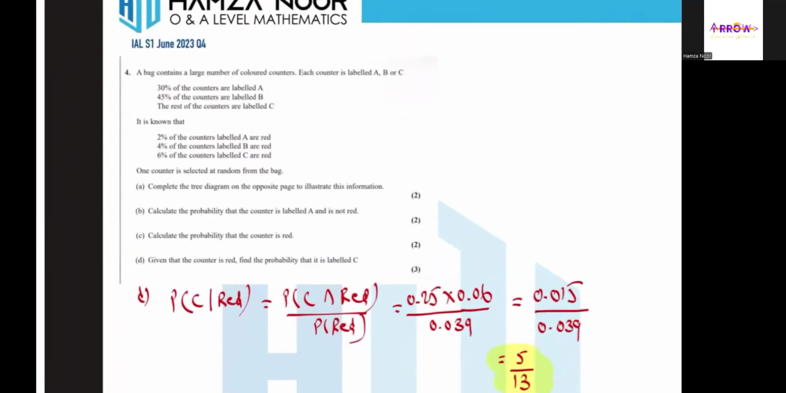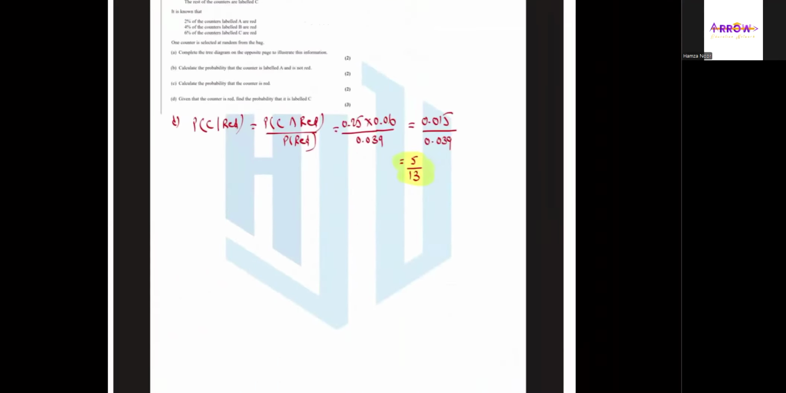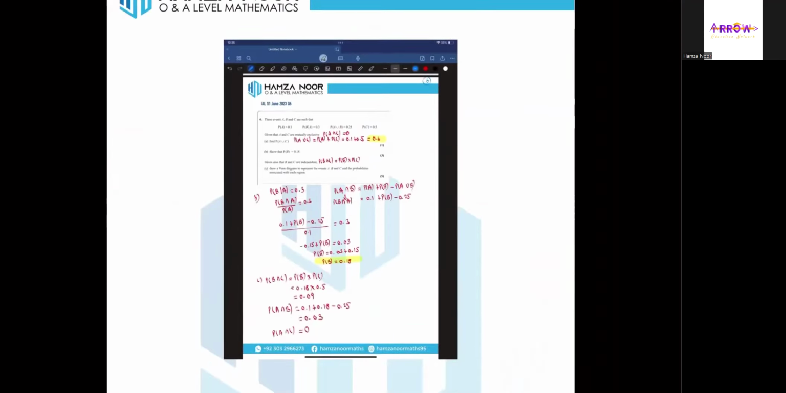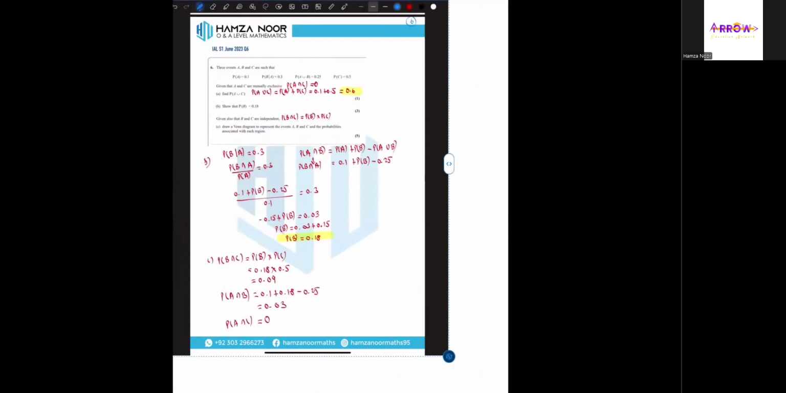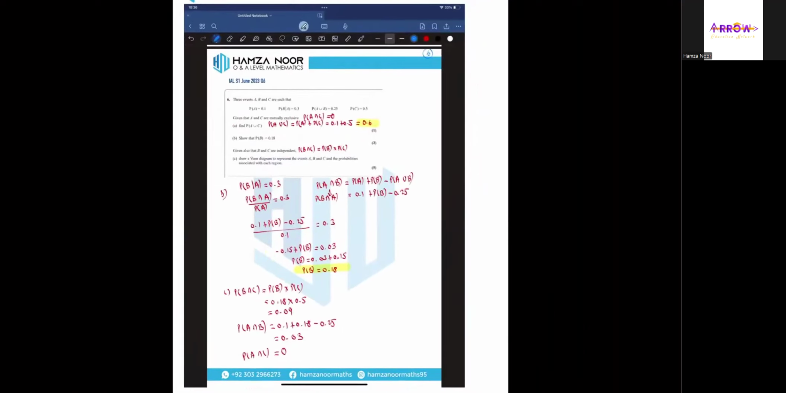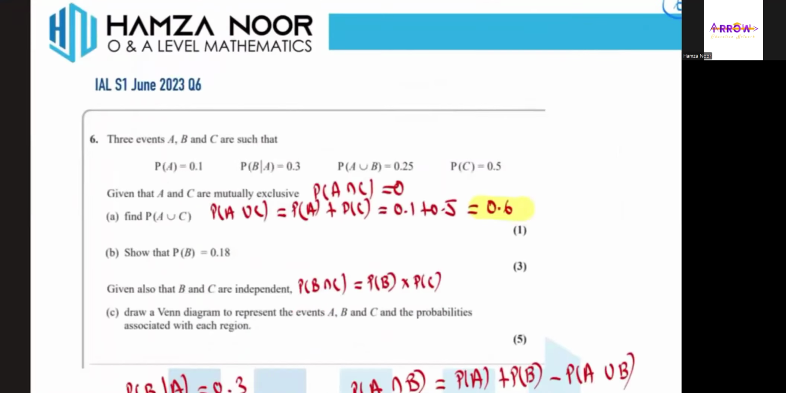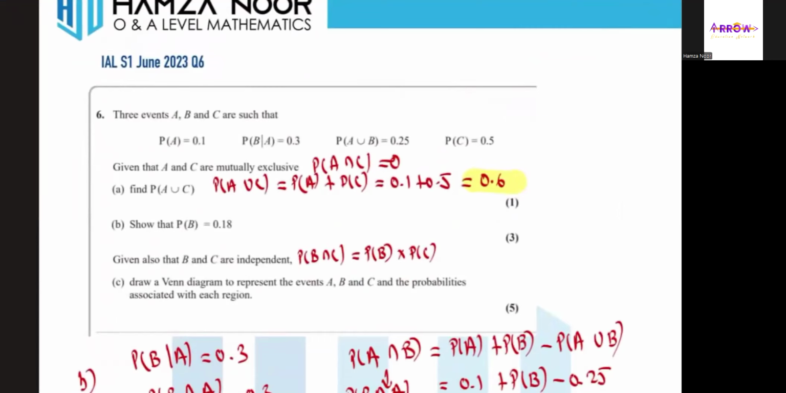In this way, we have attempted this question, which is June 2023, question number 4. Now let's move on to the next question. After this, we have another question from the same paper, question number 6. Let's discuss this one as well. June 2023, question number 6.